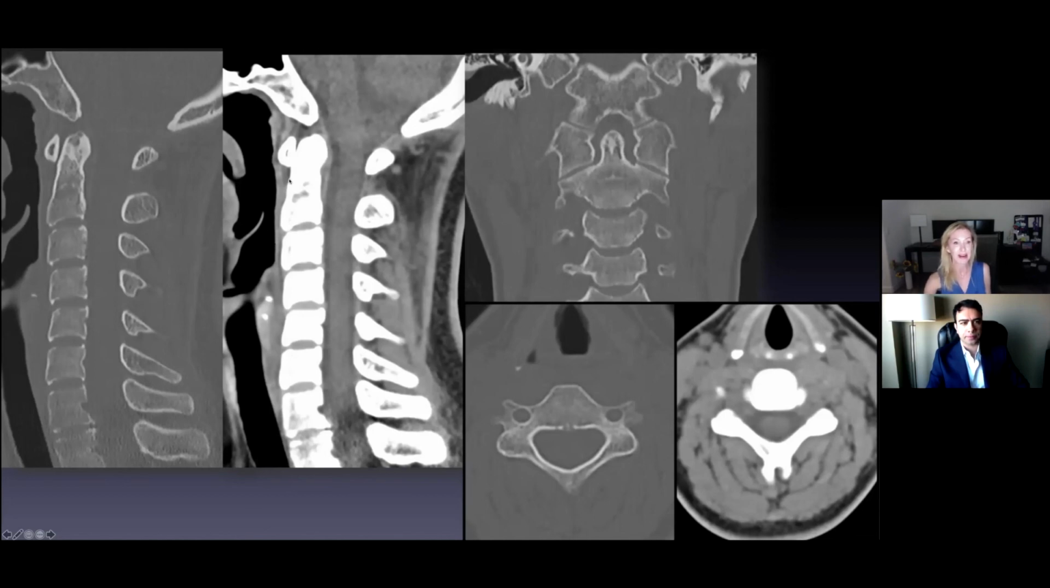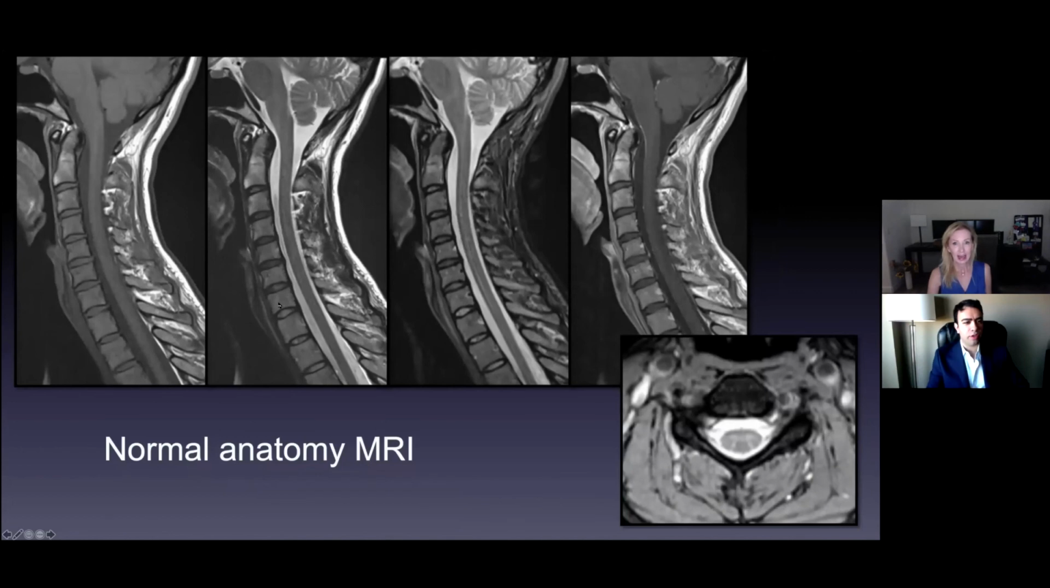They should be flat along the anterior surface of the vertebra. Non-existent, essentially. It should be a moot point. You shouldn't even think about it. And then this is the MRI. I'm showing you a normal MRI here. We won't go through it.